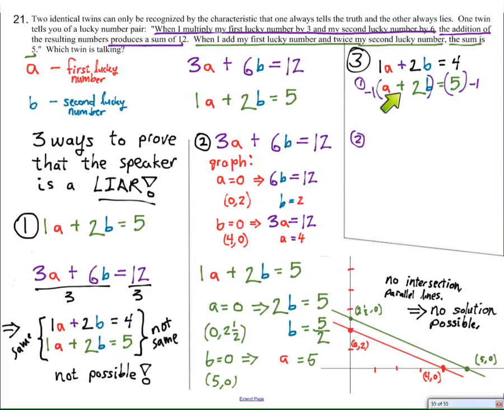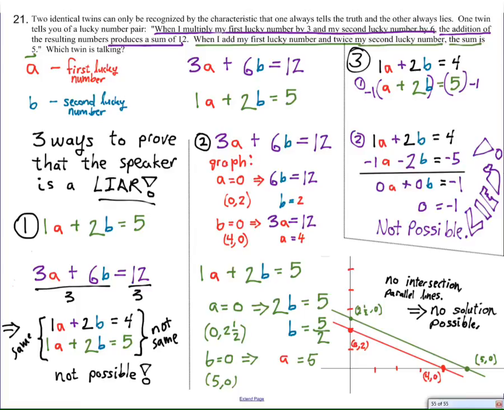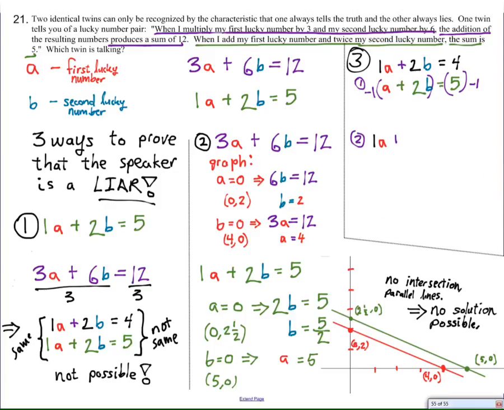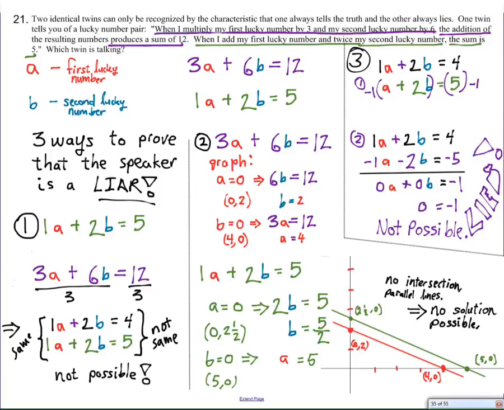Finally, if I use an algebraic approach, if I tried solving this system using the elimination method, I'm going to multiply both sides of the second equation by -1, which produces a system which now looks like this. When I subtract these, I get 0a, I also get 0b, and I get -1, which means 0 is supposed to equal -1. This is not possible. This is certainly a liar.